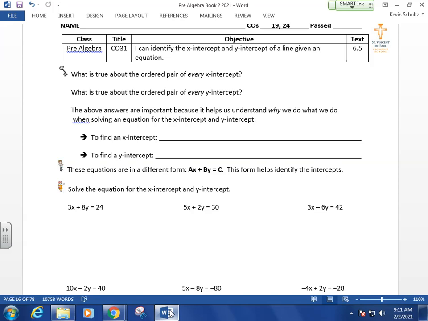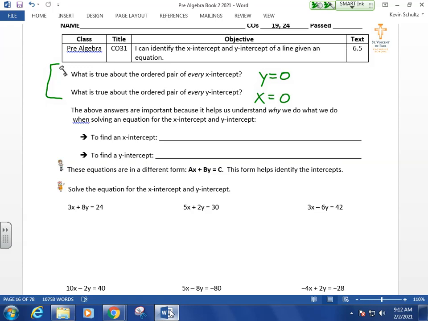We're starting today's objective with the same two questions that CO30 ended with. What is true about the ordered pair of every X-intercept? We just answered this moments ago, so hopefully it's still fresh in your mind. Pierce? Y will always equal 0 every single time. And what is true about the ordered pair of every Y-intercept? Maggie? X will always be 0 every single time.